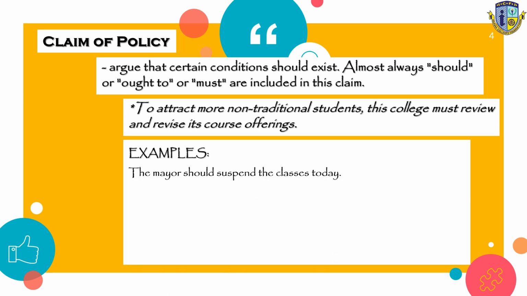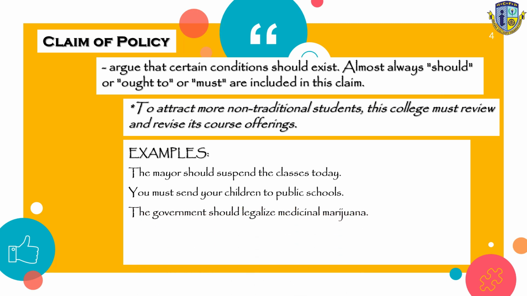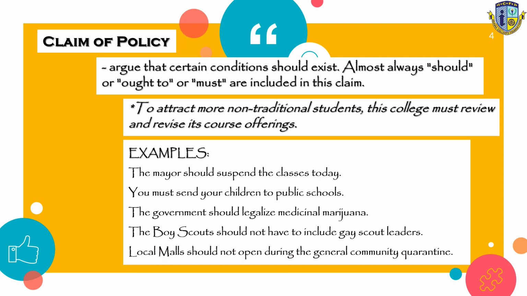Example number one: the mayor should suspend the classes today. You must send your children to public schools. The government should legalize medicinal marijuana. The Boy Scouts should not have to include gay scout leaders. Lastly, local malls should not open during the general community quarantine.